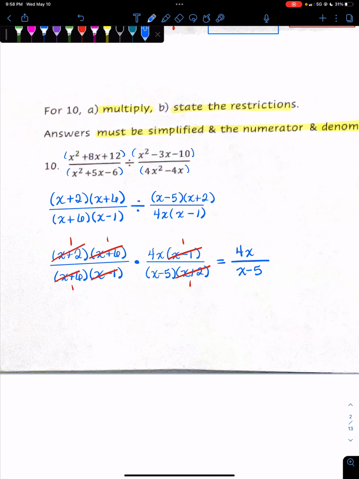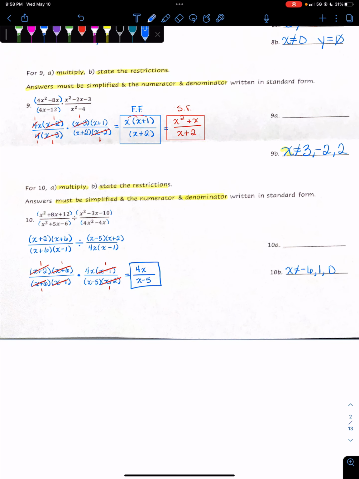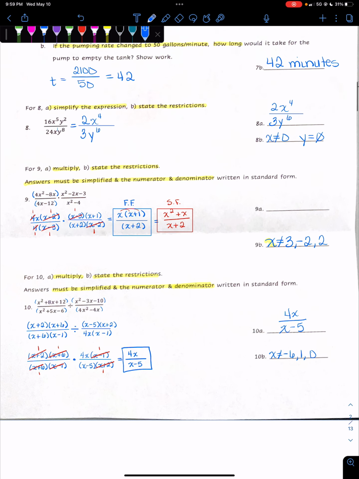This one here is actually in standard form because there's nothing we could have multiplied out. When it says write in standard form or factored form, there was nothing to distribute. So this one would be 4x over x minus 5. All right, that is it for our review. Let me know if you have any questions.